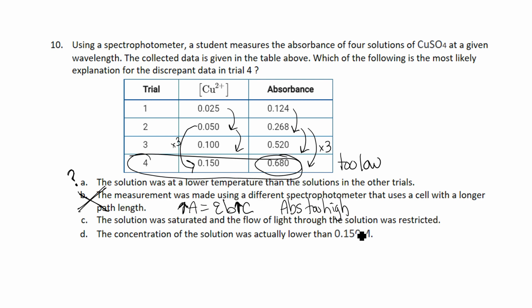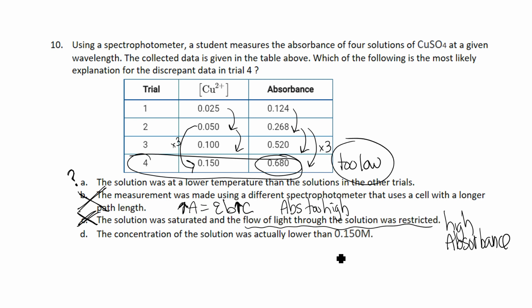C, the solution was saturated and the flow of light was restricted. That sounds like it has a really high absorbance. That means a lot of light's being absorbed. But that also doesn't fit with what we're observing. We're observing absorbance is too low, so C doesn't make sense.